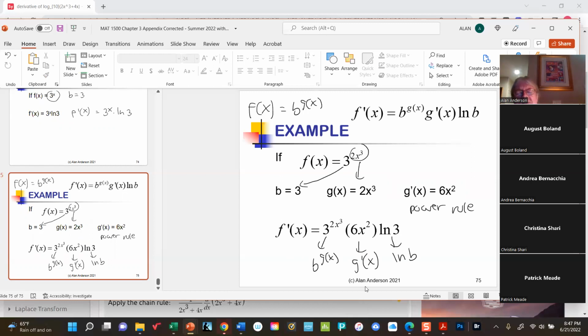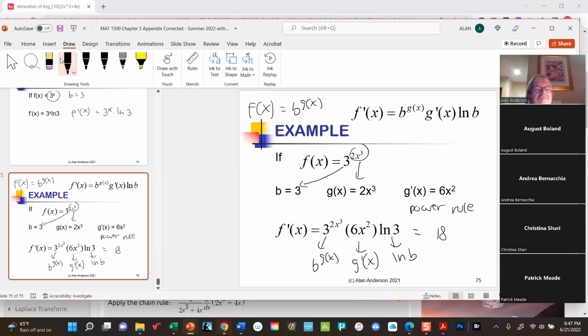I don't know if there's really, I mean, you could simplify it a little, I suppose. Not much though. You could rewrite this as 18. No, you can't. Sorry. No, what am I doing? No, because this is 3 to the 2x cubed. This is 6. No. So we have to leave it alone. It's fine the way it is.